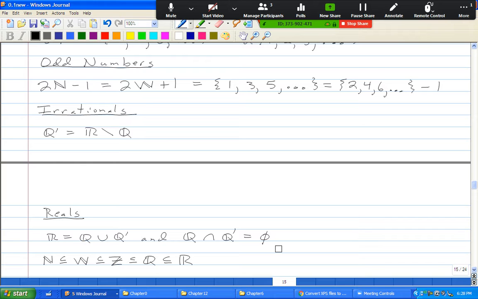There's a relationship between these number sets. The natural numbers is a subset of the whole numbers, which is a subset of the integers, which is a subset of the rational numbers, which is a subset of the real numbers.